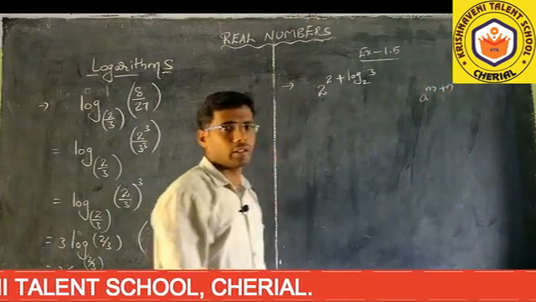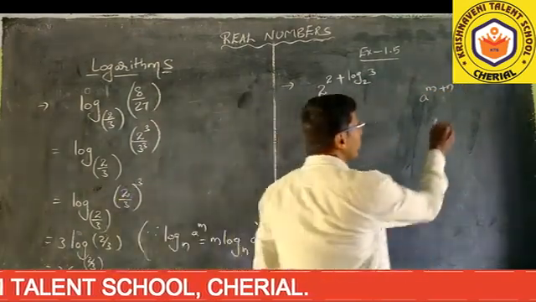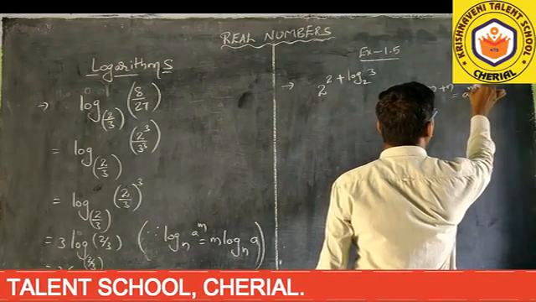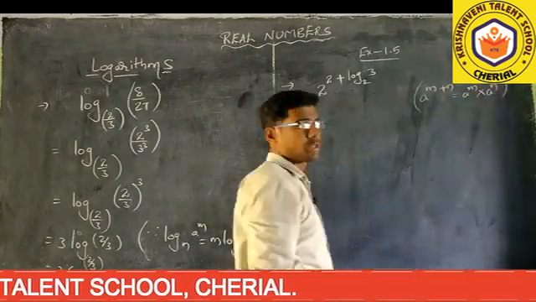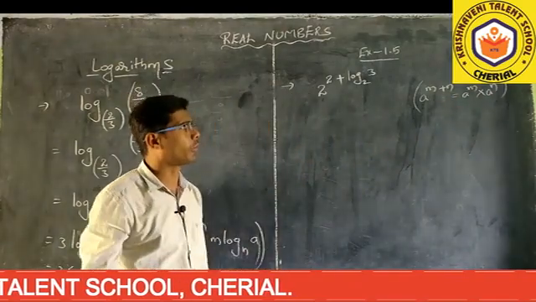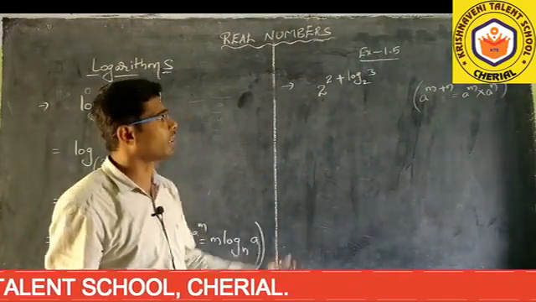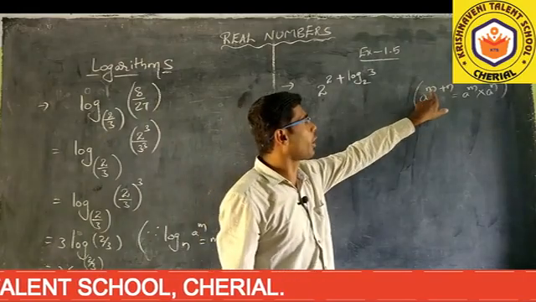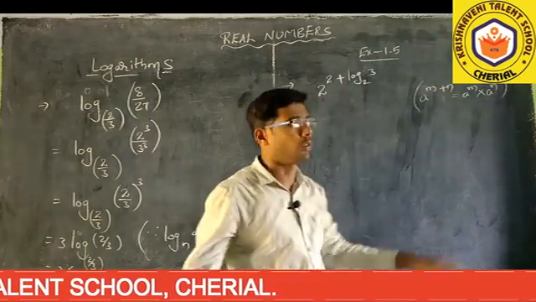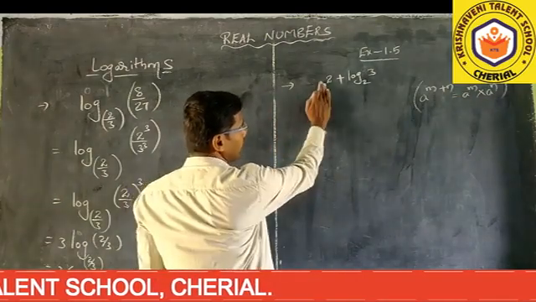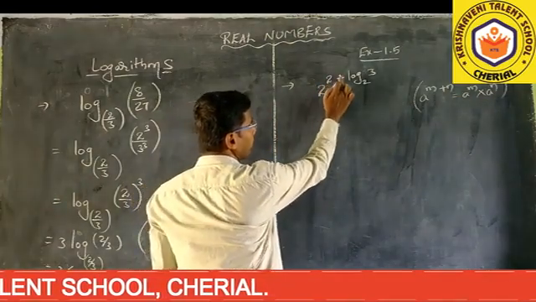That formula, a to the power of m plus n, what can you write now? You can write it as a to the power of m into a to the power of n. In laws of exponents, a to the power of m into a to the power of n, you can write it as a to the power of m plus n. But here it has been given in reverse, a to the power of m plus n. How can you write it now? You can write it as a to the power of m into a to the power of n.